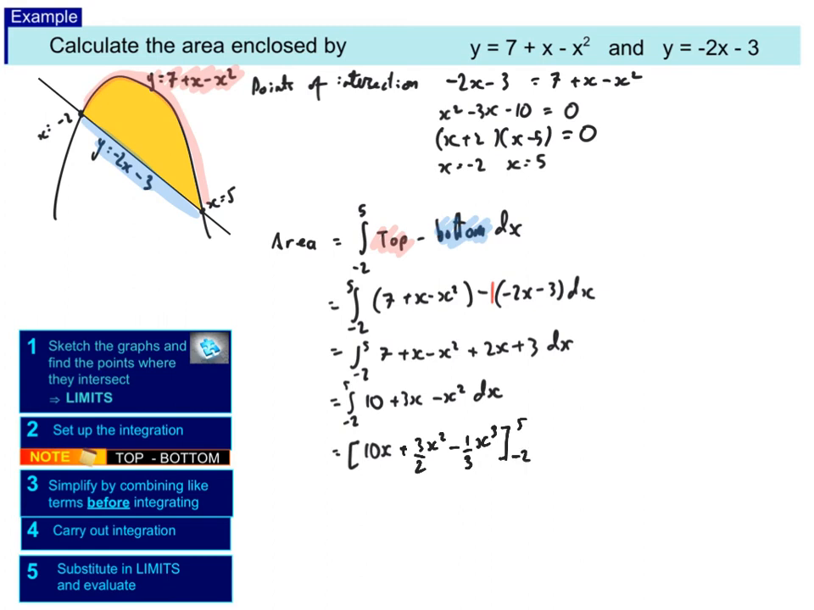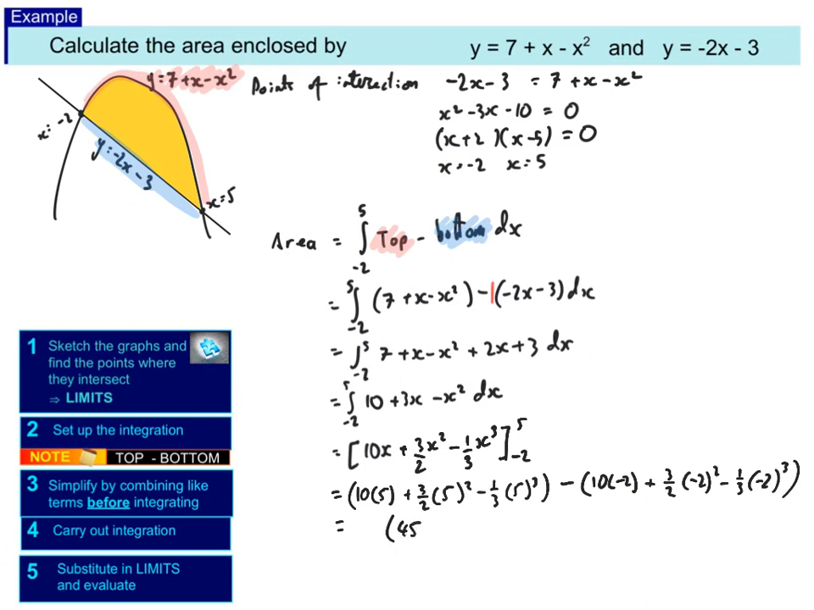Copy across my limits. Now that I've integrated, I can substitute in my limit. So I'm going to substitute in the upper one, and then I'm going to substitute in my lower one. Alright, I'm going to use my calculator to evaluate this. So my first limit gives me 45 and 5/6 minus -11 and 1/3. So again, using my calculator, gives me a total of 57 and 1/6 square units.